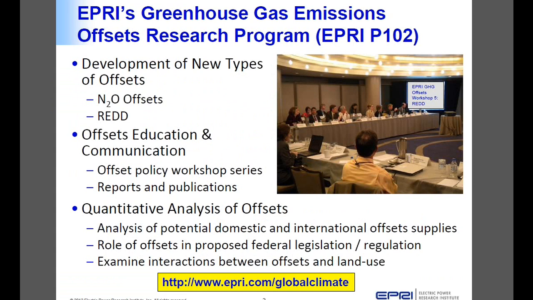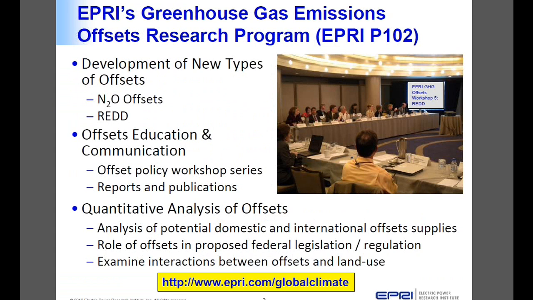And two areas we focused on specifically for many years now have been the development of nitrous oxide emission offsets that you'll hear about today, as well as the development of reduced emissions from deforestation and degradation, or REDD, another area we at EPRI have been very active about.